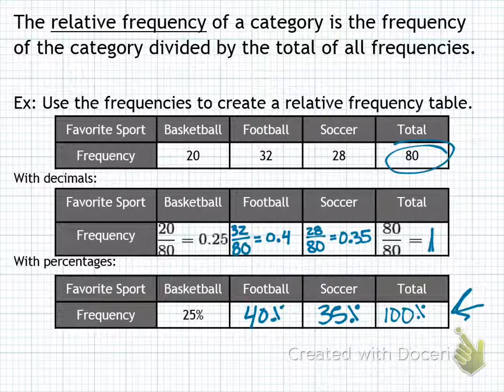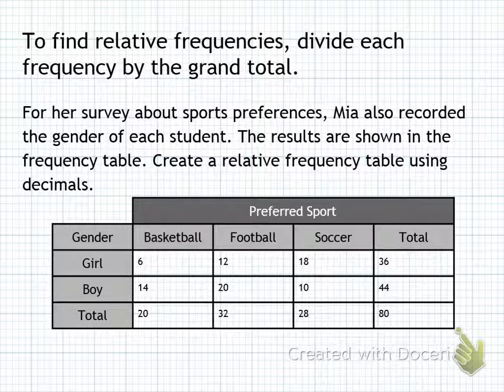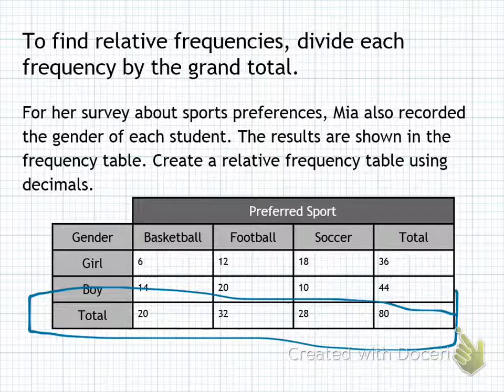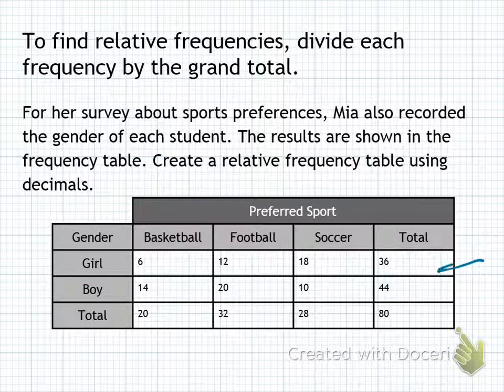Then moving on, if we have 2 different categories, so this would be like our two-way frequency tables from yesterday. This says that for her survey about sports preferences, Mia also recorded the gender of each student. So this is the same student. You'll see the total is the same as the example from the last slide. But it's also looking further at her data. She also split it into the girls and boys and what they preferred for each of those 3 sports.